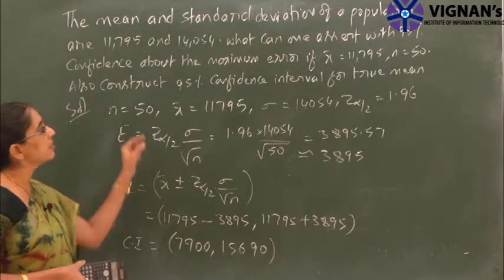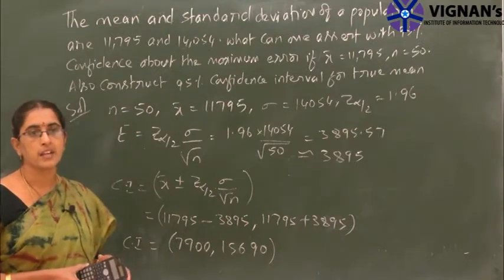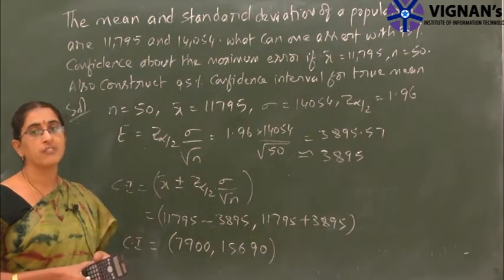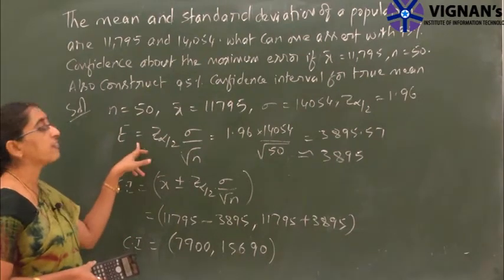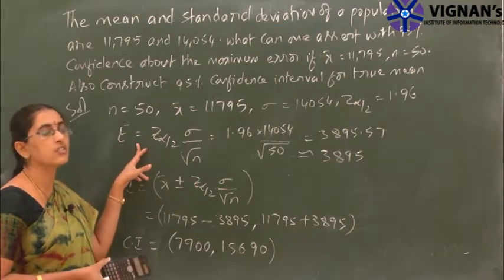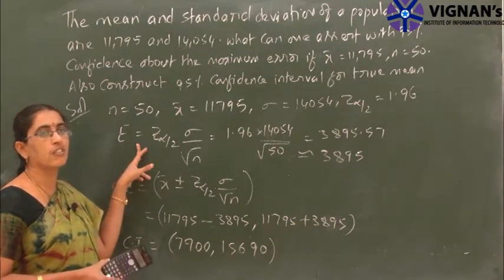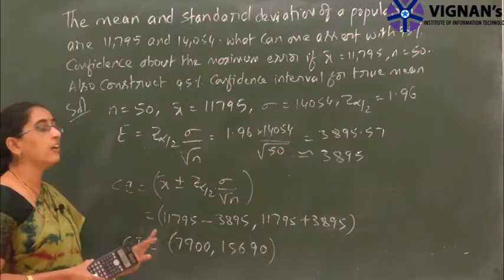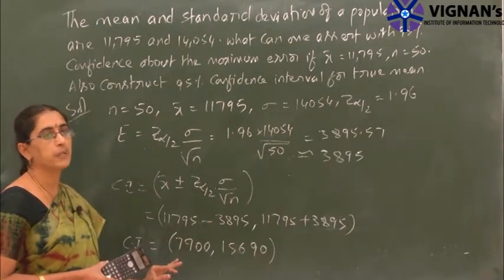Now sometimes instead of asking for the maximum error, they will ask you to find the confidence interval directly. But to find the confidence interval, again we have to find the error. So whether or not they ask for the error, ultimately to construct a confidence interval, we have to find the error. So this is about the confidence interval for the mean.